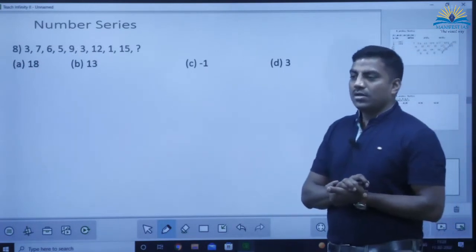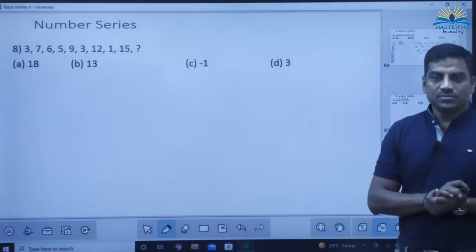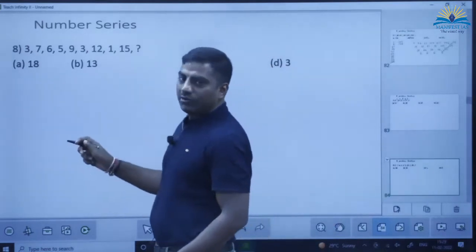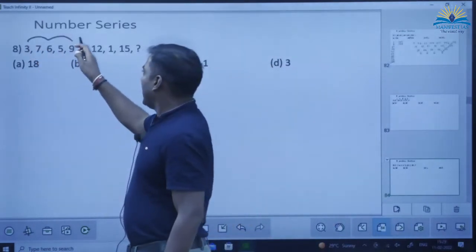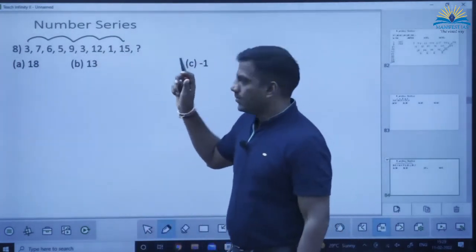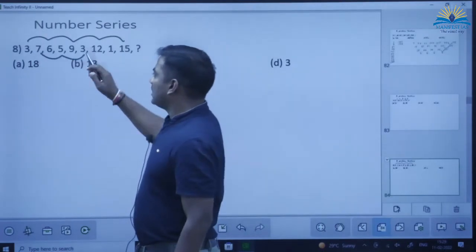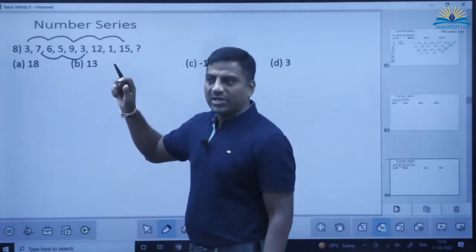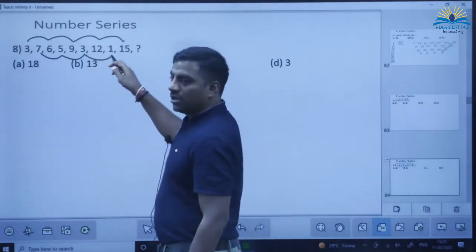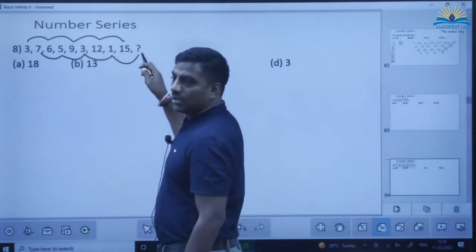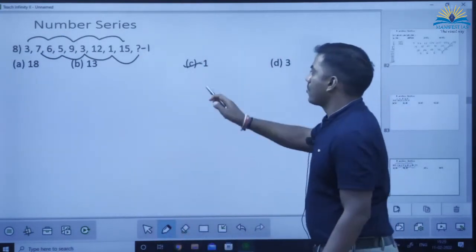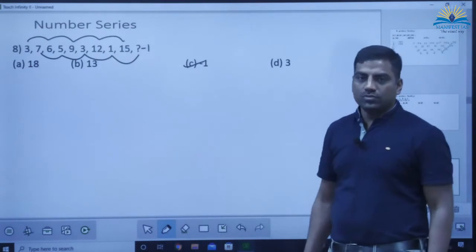Next. Increasing, decreasing order. Suddenly raise, dip, raise, dip. So in such cases, what do we do? Alternative numbers. 3, 6, 9, 12, 15, 18, but that is not required because one more question mark is not there. 7, 5, 3, what is happening? Decreasing. 1, then minus 1. Common difference is minus 2. Yes?